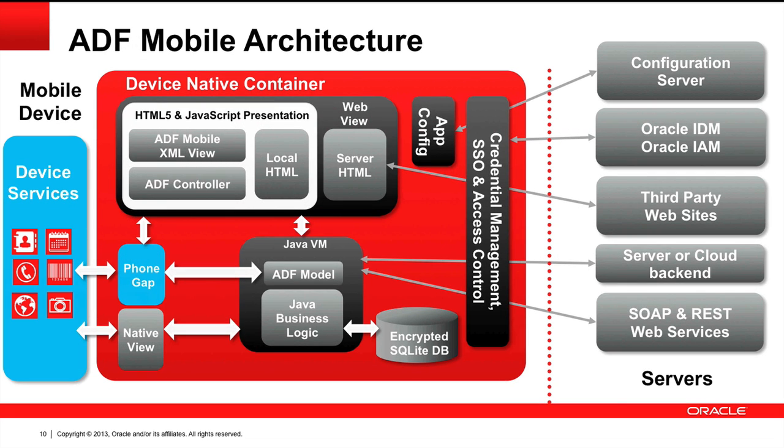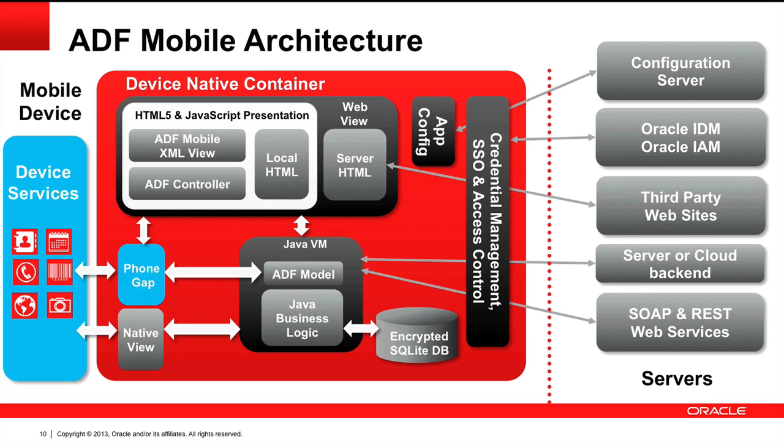Now, in the context of ADF Mobile, here is the standard architecture diagram that we'd like to show to everyone. In the middle here you have the JVM, or the device native container, which contains our running ADF Mobile application. It contains a lot of logic, but one of the pieces of logic it includes is the PhoneGap API, soon to be called Cordova. The PhoneGap API is what gives our ADF Mobile application access to all the device features on the phone, that being the camera, the GPS, email, SMS, and so on and so forth.